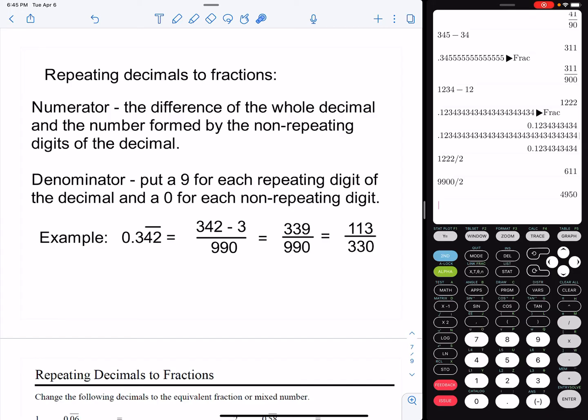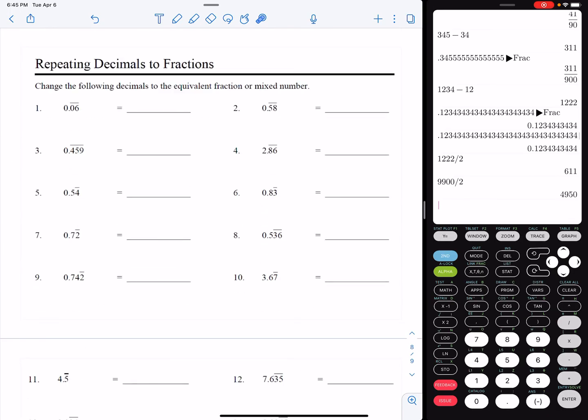So what you're going to do today for your assignment is that very same thing. I'm going to give you a series of decimals. Some of them, the whole thing repeats. Some of it, only part of it repeats. So let's look at this first one together. This first one, the whole thing repeats.